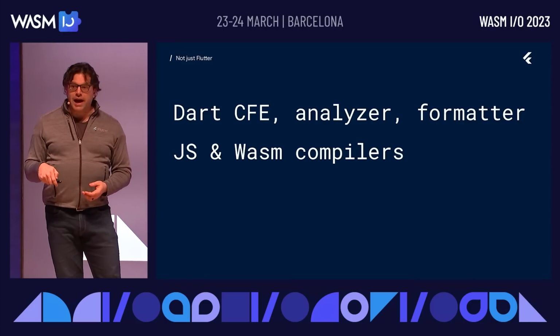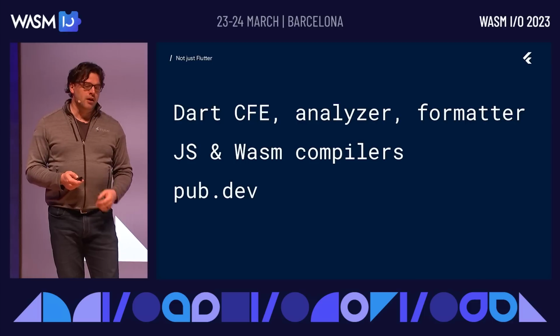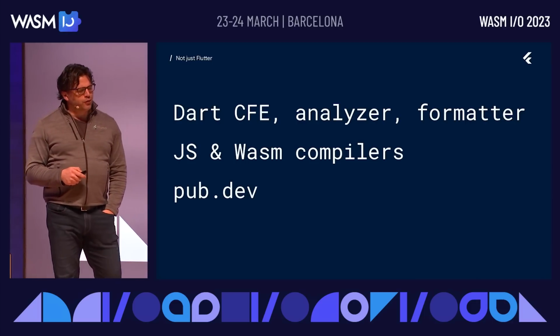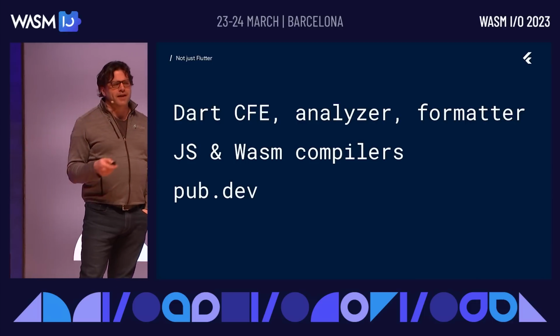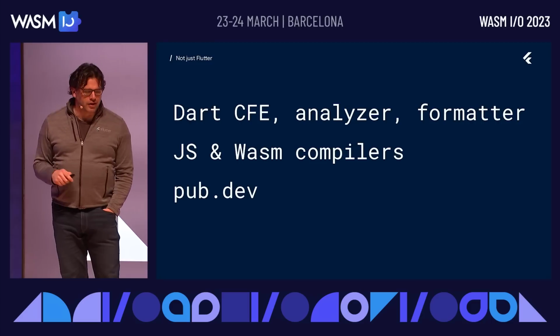Our JavaScript compilers, we actually have 2 compilers, and our WASM compiler are all written in the Dart language. Our package site, pub.dev, which handles, I don't know how many zeros we have. I know we're in the hundreds of thousands. I think we're getting close to the millions of requests a day. It is all implemented in Dart and runs on Google Cloud.